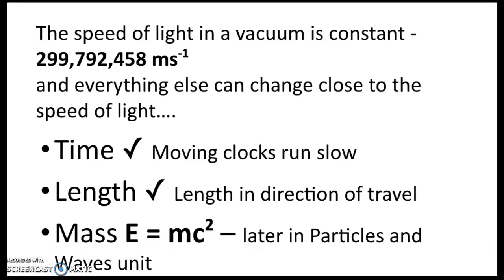So what we've got is that the speed of light is constant. We're using 3 times 10 to the power 8, but everything else has to change. So in terms of time, moving clocks run slow. That's the time dilation. And length contraction, things contract in the direction that they're traveling. And you've got both of those equations which are given. You just need to get used to using them.